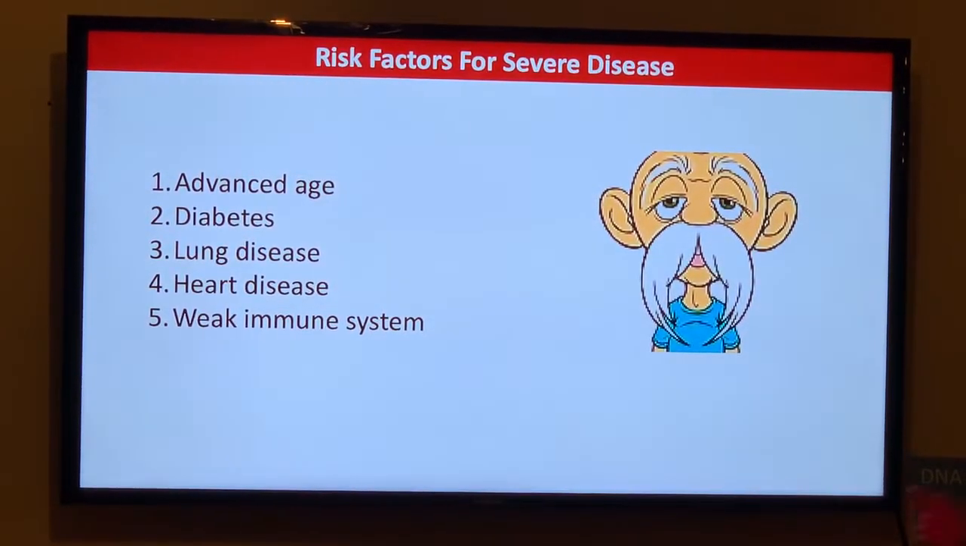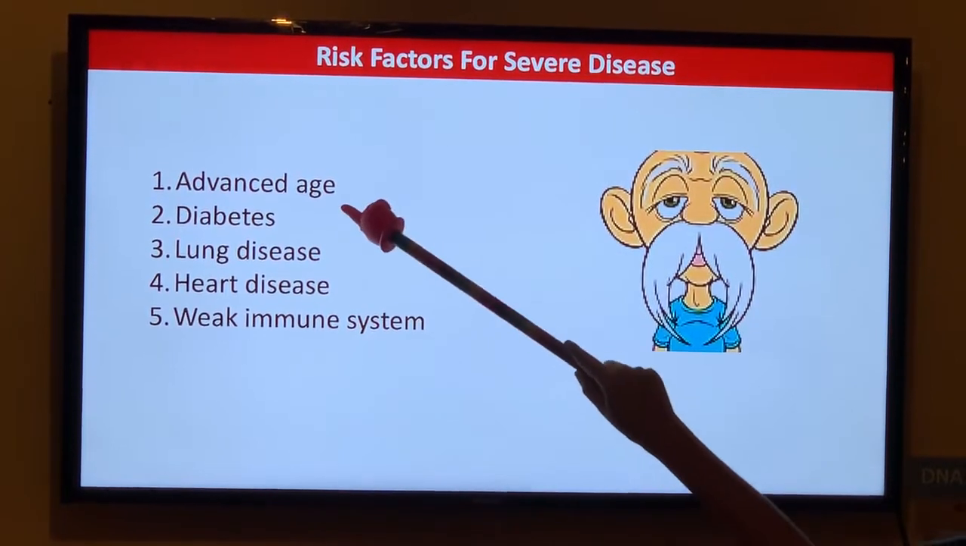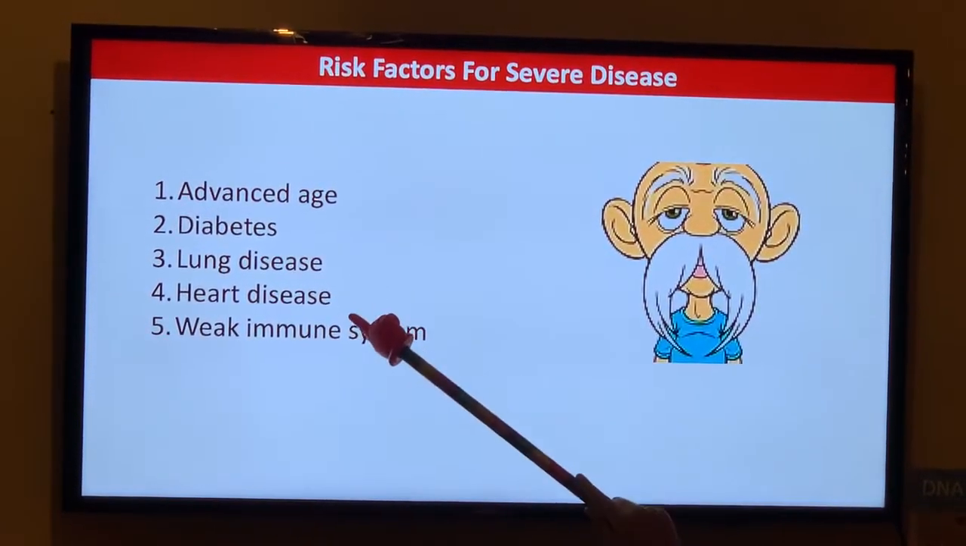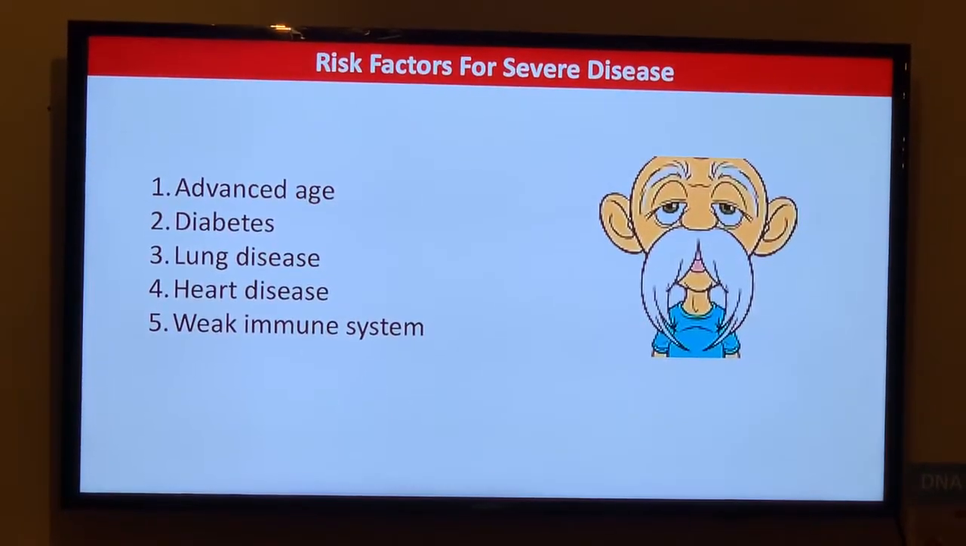So these are the risk factors for the severe disease: an advanced age, diabetes, lung disease, heart disease, and a weak immune system, because then you have fewer warriors.